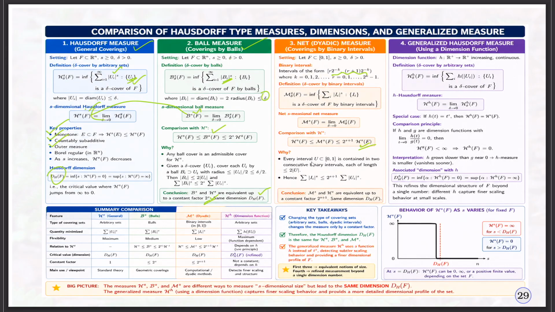So every interval U in [0,1] is contained in two consecutive binary intervals, each of length less than or equal to 2 times the diameter of U. Hence this sum is less than or equal to this sum. So M^s and H^s are equivalent up to the constant factor 2^(s+1). Here the constant factor is 2^s. Again the dimension of F is the same for this dimension and here, therefore all these three are equal.